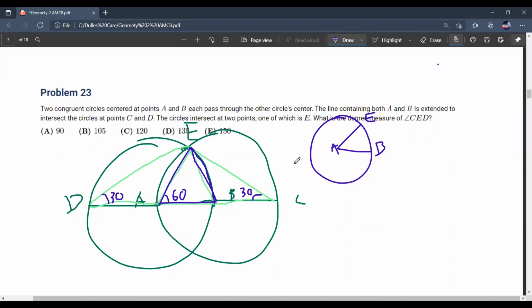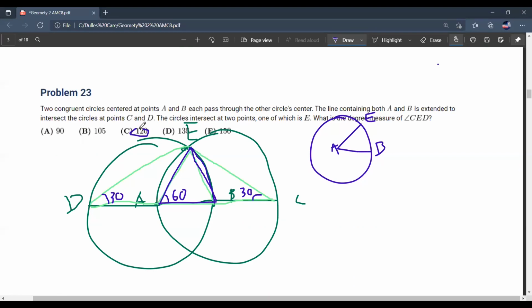Once again, to repeat, if we know that angle EDC is 30 and angle ECD is 30, then can anyone tell me what angle CED is? All right, we know that it's 120. Yeah, it is indeed equal to 120. It's just 180 minus 30 minus 30, so that's 120.